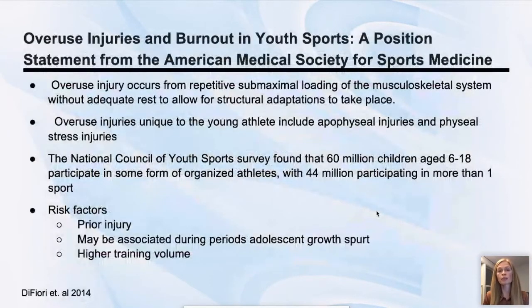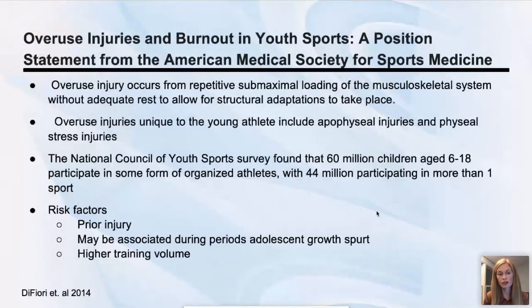So, overuse injuries and burnout in youth sports, a position statement from the American Medical Society for Sports Medicine. Overuse injuries occur from repetitive submaximal loading of the musculoskeletal system without adequate rest to allow for structural adaptation to take place. Overuse injuries unique to the young athlete include the apophyseal injury and physeal stress injuries, which we talked about earlier. The National Council of Youth Sports survey found that 60 million children aged 6 to 18 participate in some form of organized athletics, with 44 million participating in more than one sport.